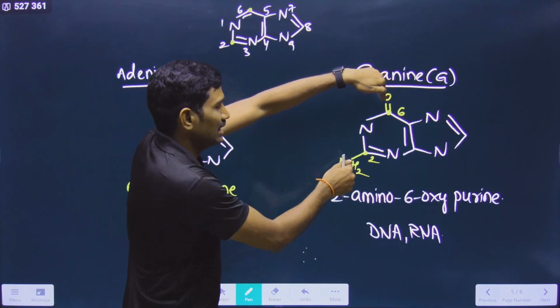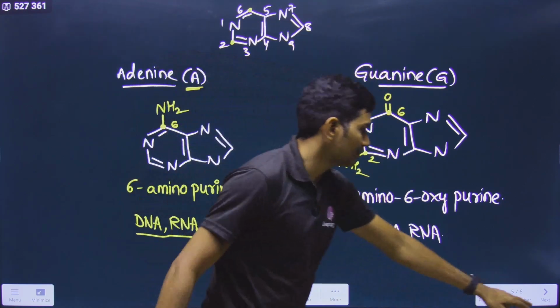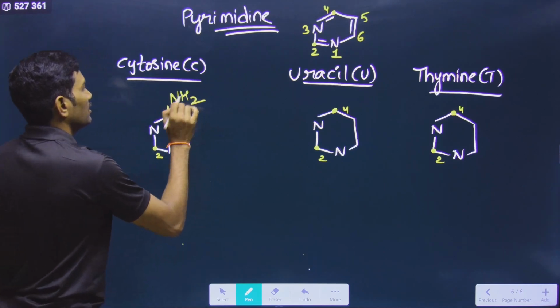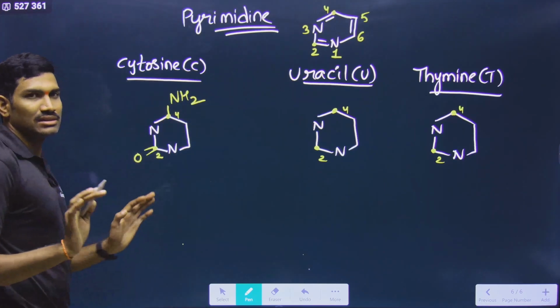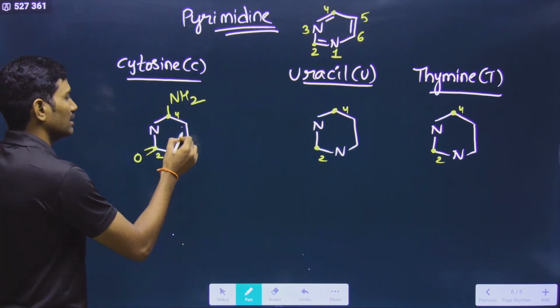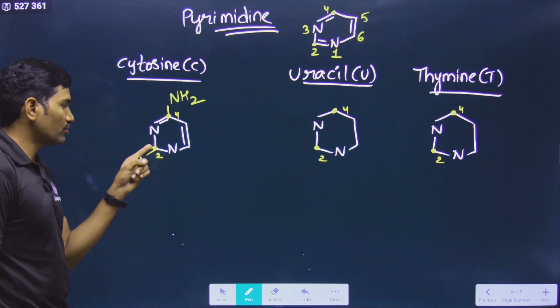Here O is there, here NH2 is there. For cytosine, it will go reverse. Go reverse means here NH2 will come and here double bond O will come. That's it. Now you can keep the double bonds. We can keep a double bond here, we can keep a double bond here. But here the carbon already has 4 bonds, so we cannot keep a double bond.